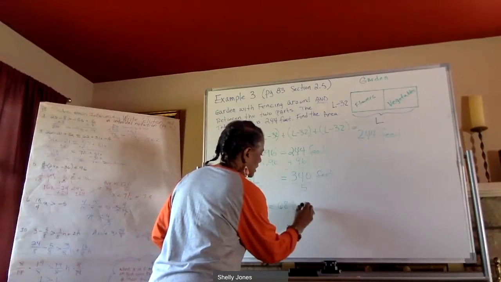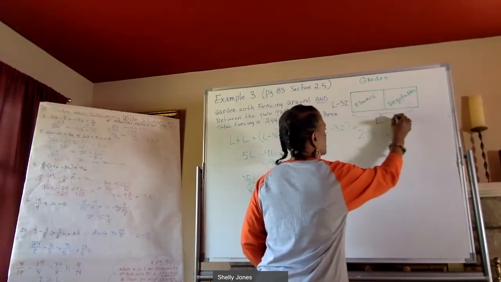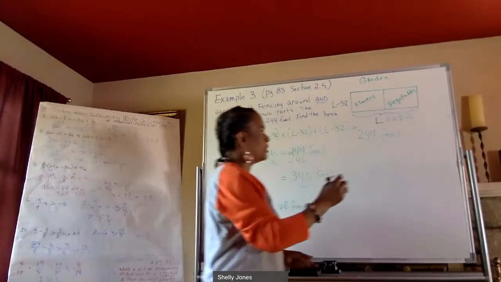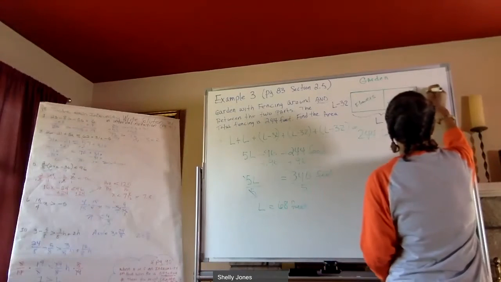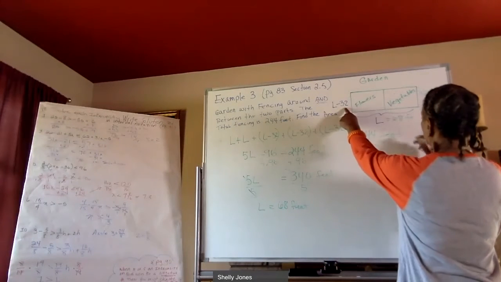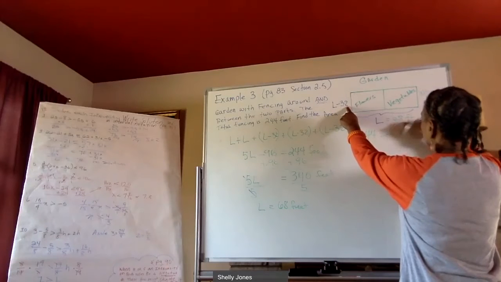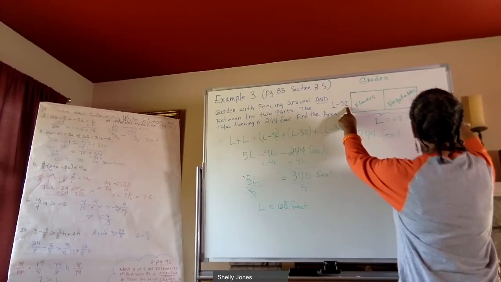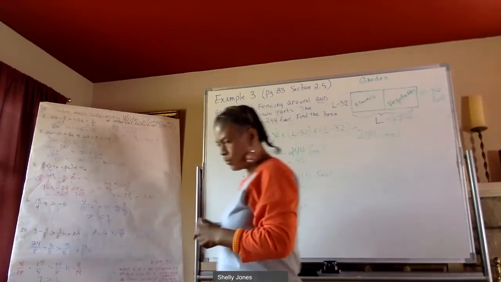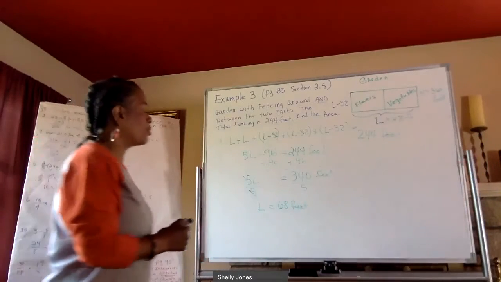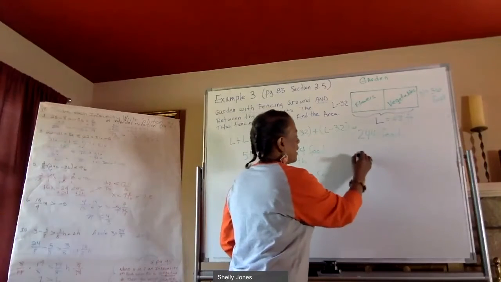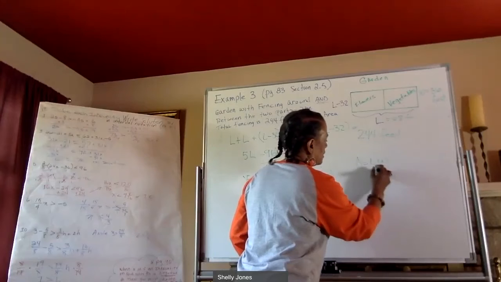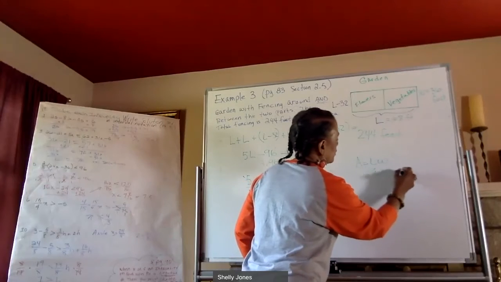68 what? 68 feet. So if this equals 68 feet, then L minus 32, my W, and I'll write it over here, W equals 68 minus 32. 8 minus 2 is 6. And 6 minus 3 is 3, 36 feet. So my width is 36 feet. So did I answer the question? No. My area equals length times width equals 68 feet times 36 feet.